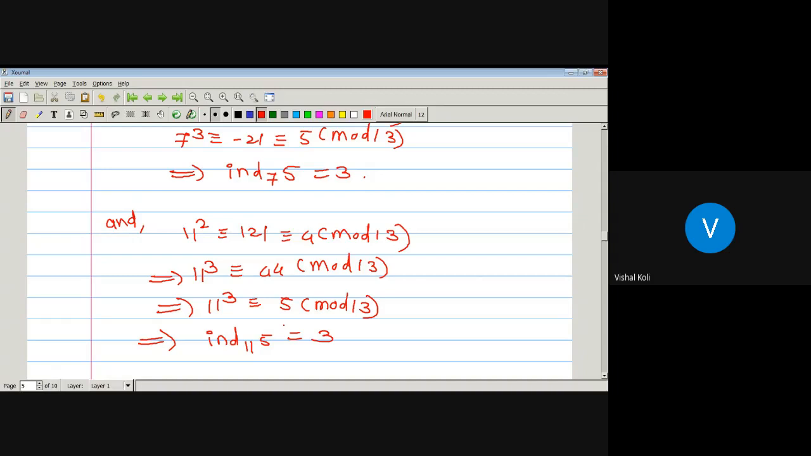Okay, so in this way we can find out the index of any integer if we are given the values of a and r. Okay, if r is not given, then we can easily find out the primitive root. Just we have to give the values of a and n.